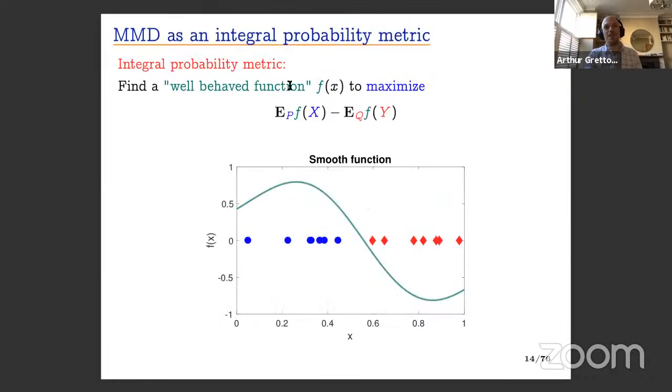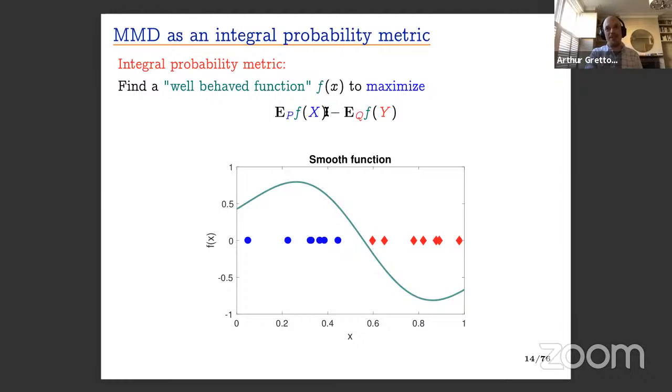So an integral probability metric is that I find a well-behaved function, in a sense that I'm not going to specify yet, which maximizes the difference in means under P and Q. So remember, x is drawn from P. I take the expectation under P of f of x. I take the expectation under Q of f of y. I take this difference in distributions, and I find a function which is well-behaved, which maximizes this difference in expectation. So it's very positive around my blue points, it's very negative around my red points. There's a minus sign up here, and so I'm going to get a large number.